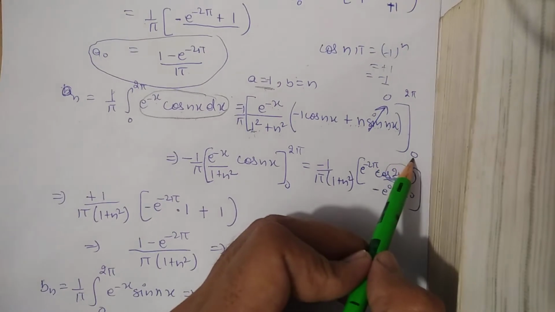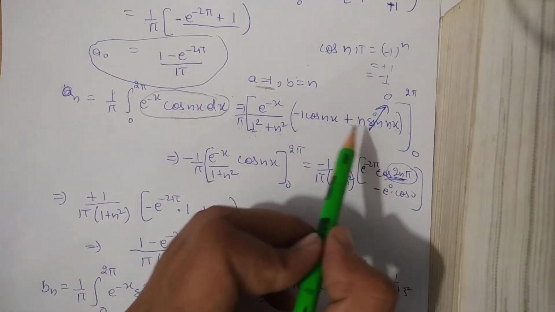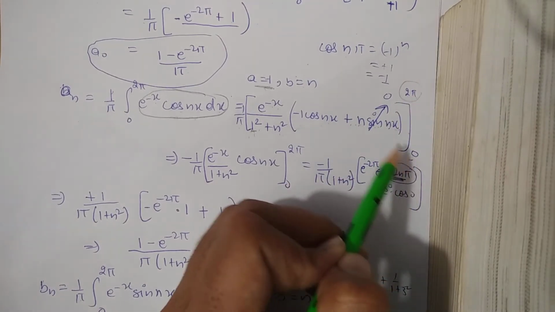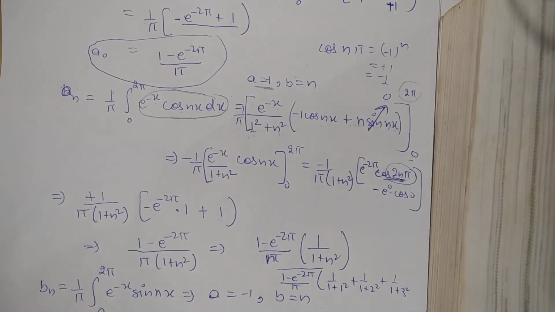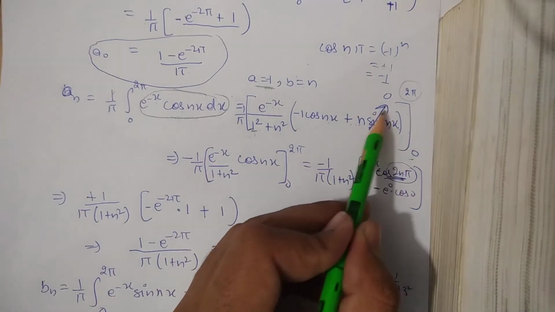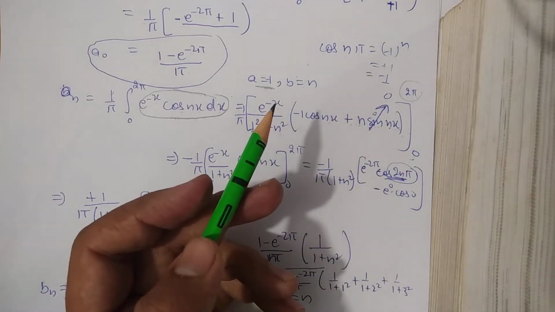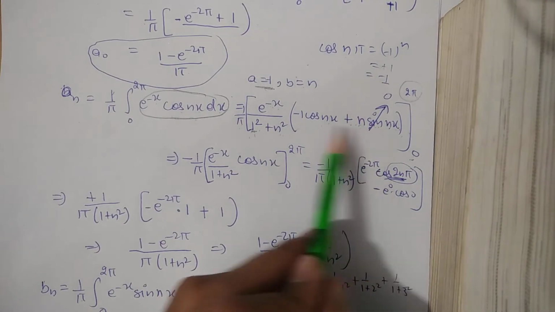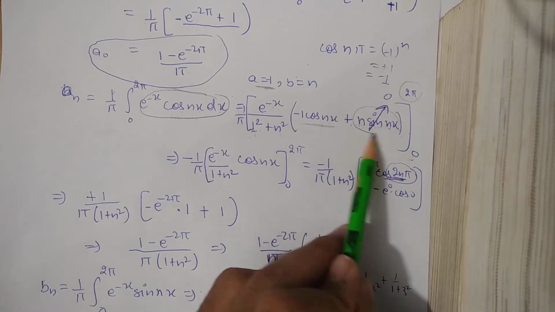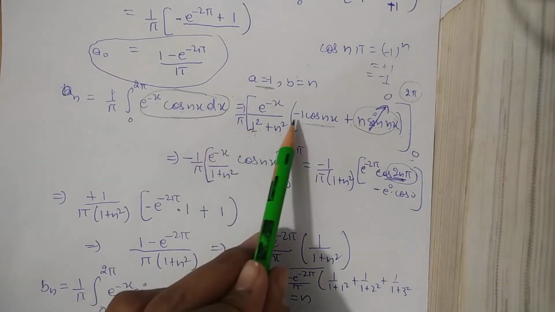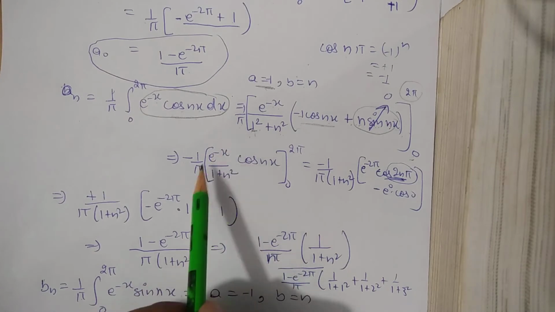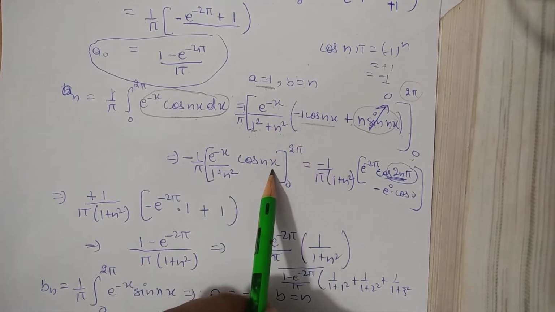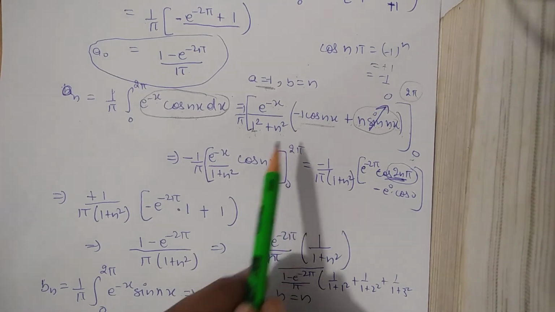Now putting the limits from 0 to 2 pi, the upper limit is 2 pi and the lower limit is 0. The sin term will become 0, as we know that sin n pi is always 0 and sin 0 is always 0. So this value will remain only, and the sin term will be neglected. From here I take the minus outside, and 1 by pi is here only, e power minus x divided by 1 plus n square and cos nx. I will put the limits now from 0 to 2 pi.